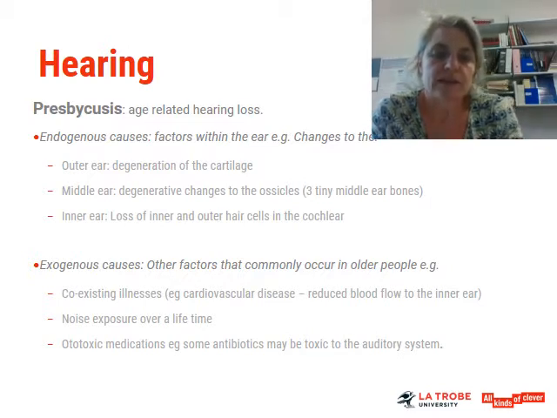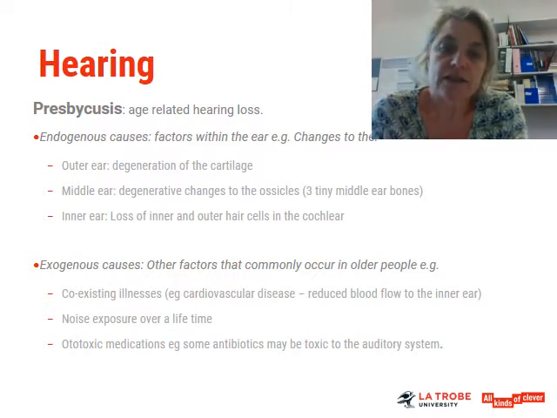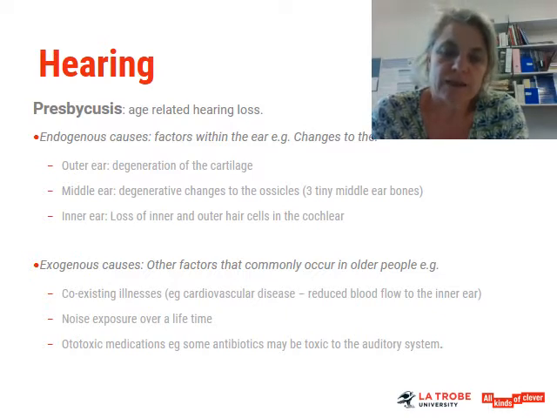And the other reason is that the older you are, the more likely it is that you might have other illnesses that you're taking medication for. And some medication is ototoxic, and that means that it damages the hearing mechanism. How antibiotics are actually toxic to the auditory system, I'm not aware of the details, but it's well known that there are a range of medications that are ototoxic and can affect hearing.